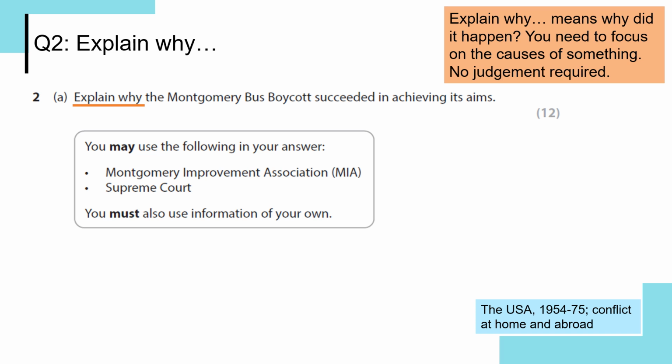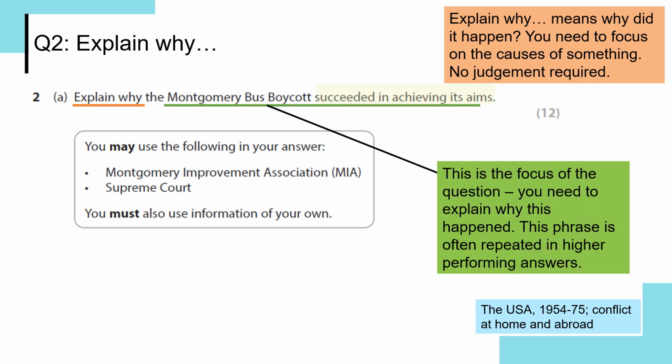Let's take a deeper look into the demands of the question. It always begins the same. Explain why. That means why did it happen? And you need to focus on the causes of something. The question does not require a judgment to be made or for the answer to prioritise or show interaction of different factors.